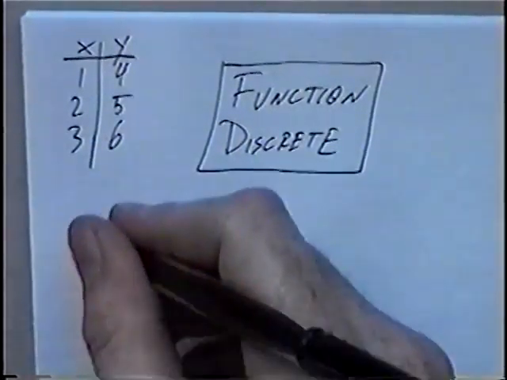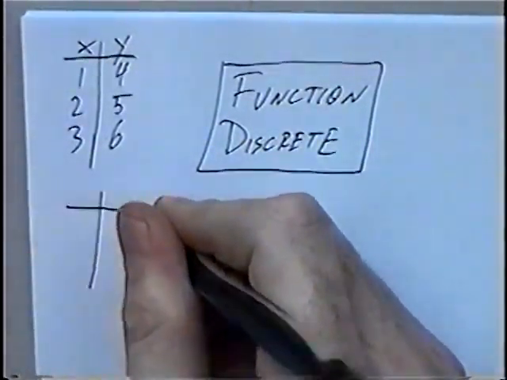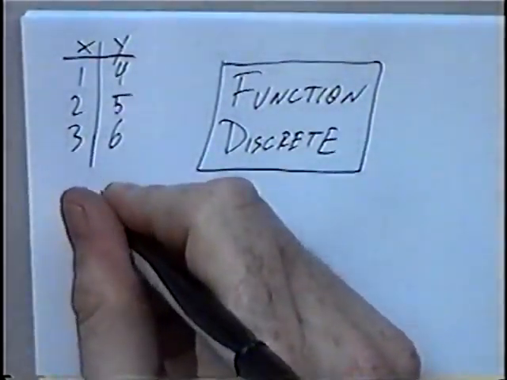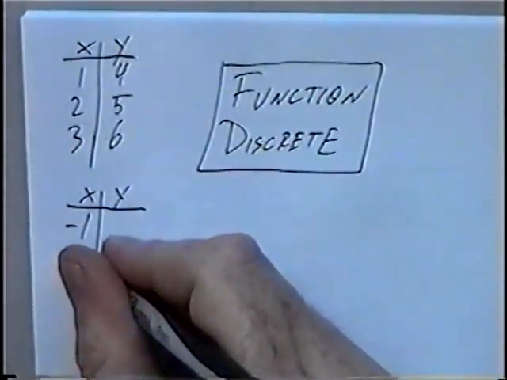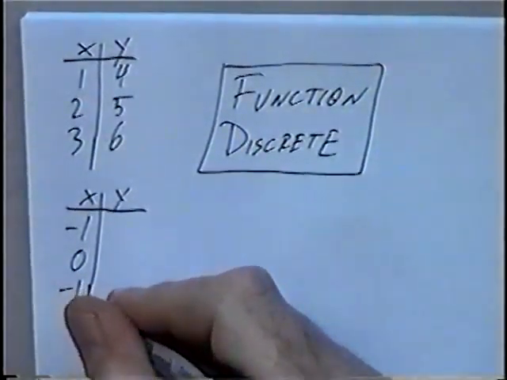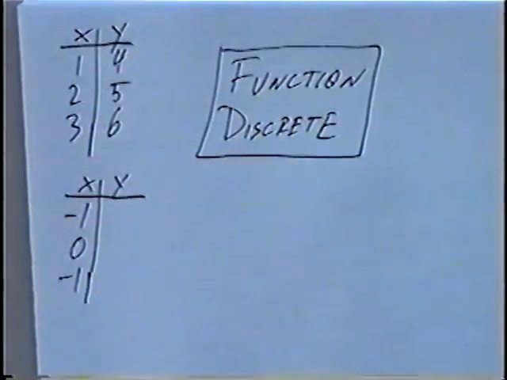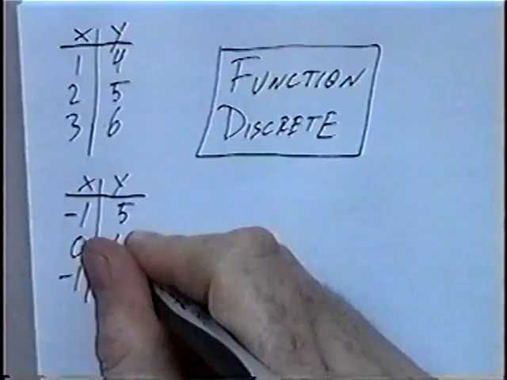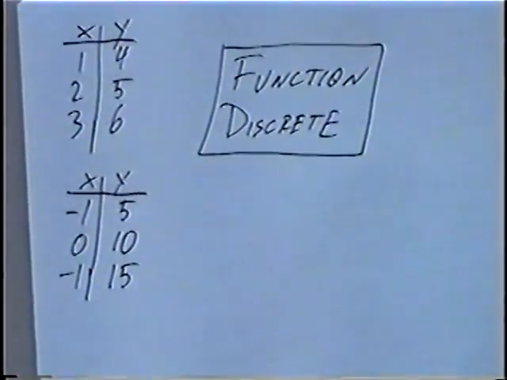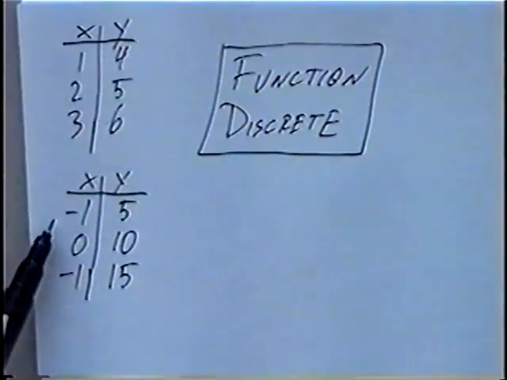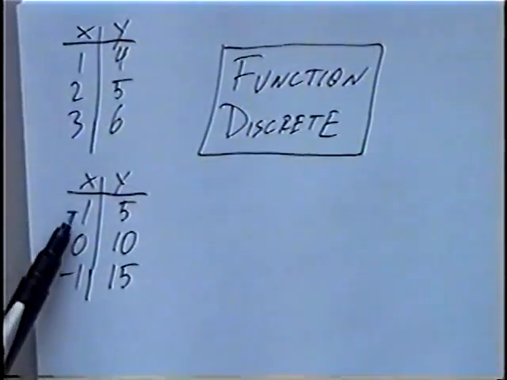Second question, another xy t-chart. The x values in this case are -1, 0, and -1. And the y values are 5, 10, and 15. When using the 1-to-1 definition, you want to look for x values that repeat. In this case, we have -1 that repeats.